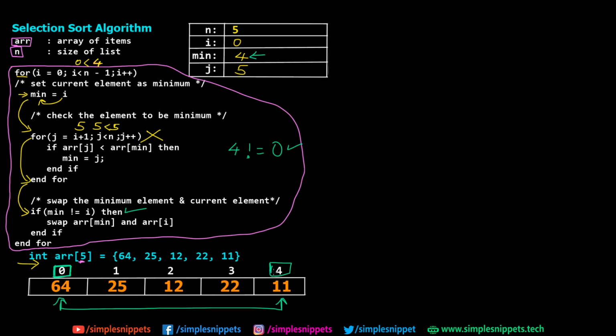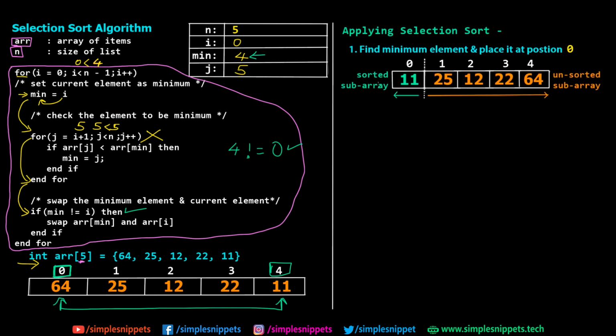So this is basically step number 1 when I equals to 0. So after this first step, what will happen? We will get the result of 11, 25, 12, 22, 64. You can see 11 is being swapped with 64. So 11 comes over here and 64 goes over here. So this is step number 1.